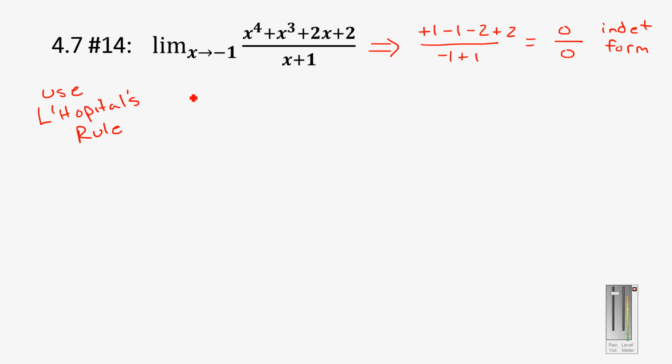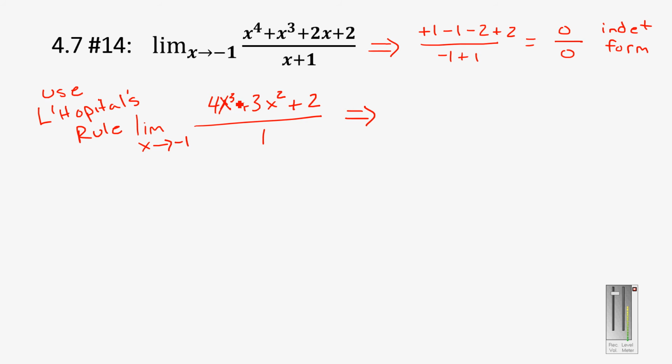So we will say the derivative of the top is going to be 4x cubed plus 3x squared plus 2. Derivative of the bottom, the x just becomes a 1. So now we ask, can we take the limit as x goes to -1 of this? The answer is it looks like probably we can.